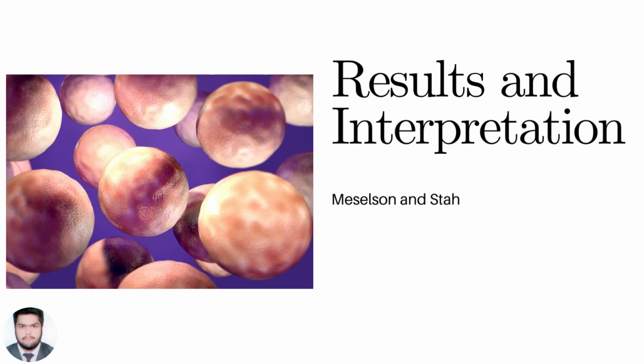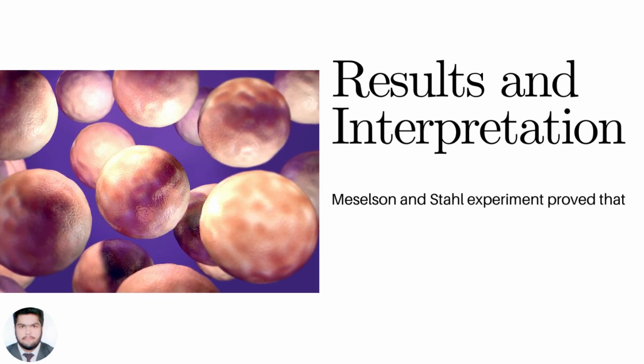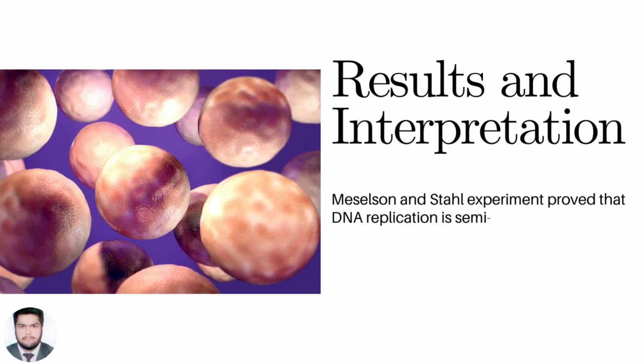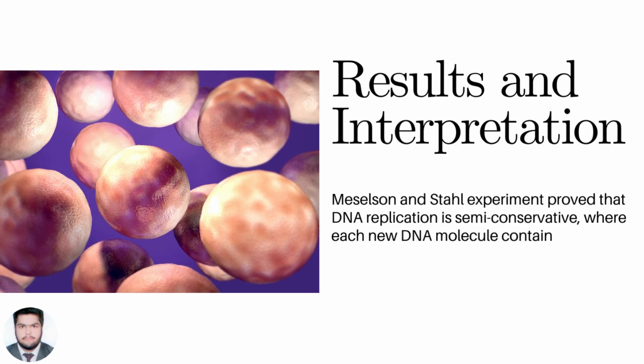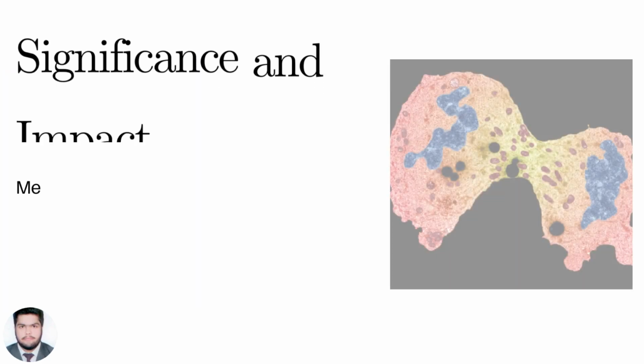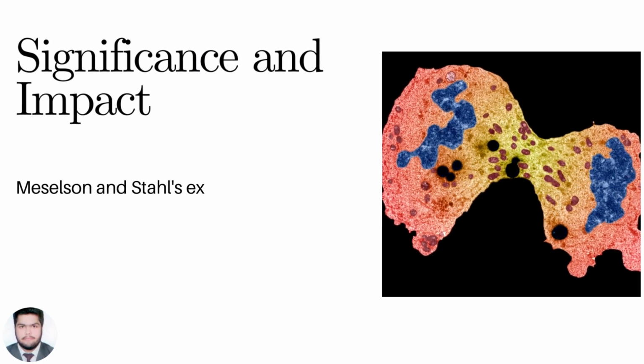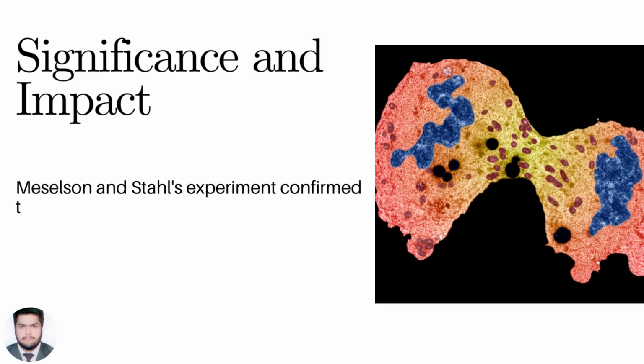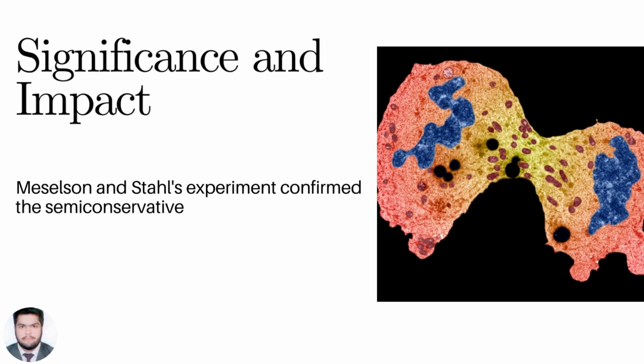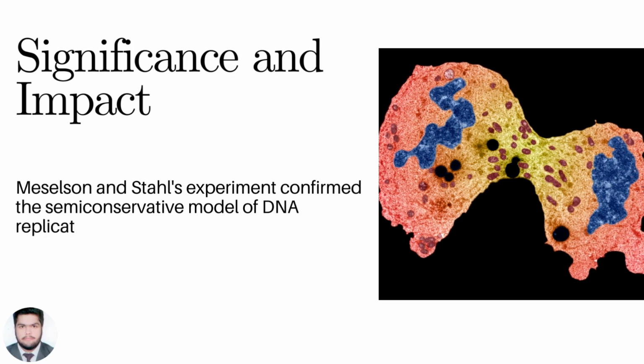Results and interpretation. The Meselson and Stahl experiment showed that DNA replication is semi-conservative, where each new DNA molecule contains one original and one new strand. Significance and impact. The experiment confirmed the semi-conservative model of DNA replication, revolutionizing the field of molecular biology.